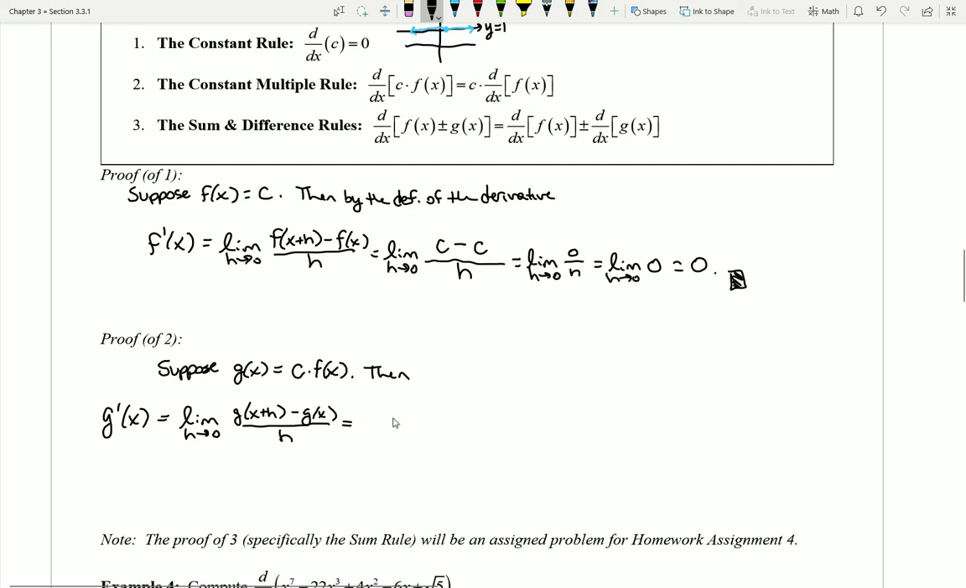Now, in order to be able to go ahead and simplify this down, I'll have to see that my g of x plus h would require that I go to the formula over here and replace all x's with x plus h's. So that would leave me with c times f of x plus h. I would then have just the regular function c times f of x up top for the second portion. Well, when I look at this, this is kind of confusing. There's a lot going on here.